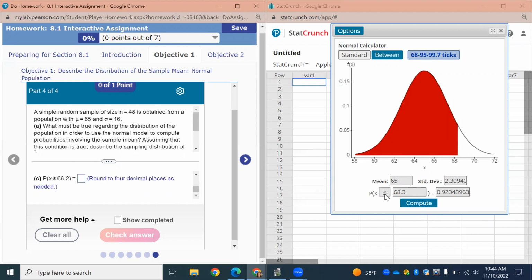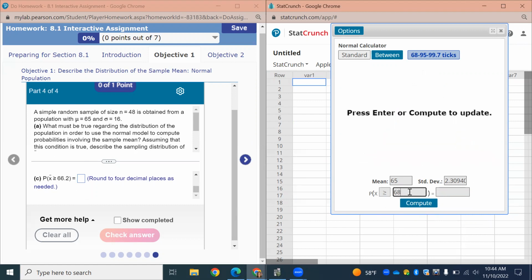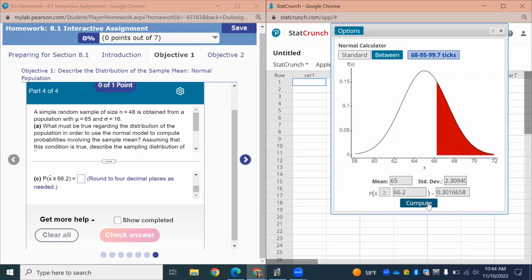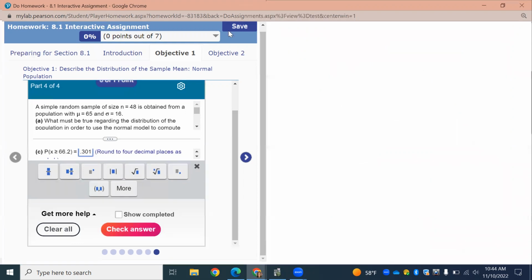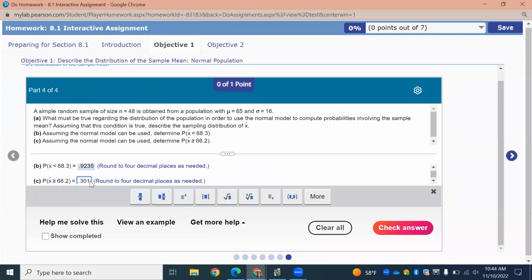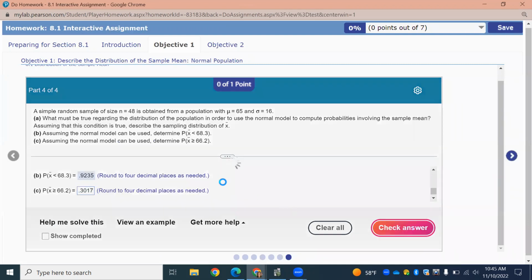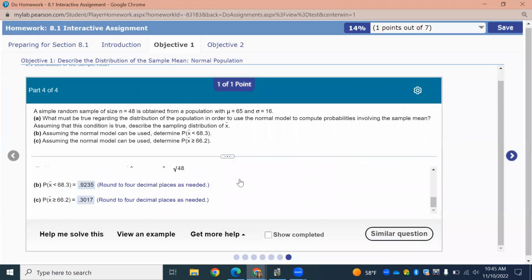And now this next question wants us to say greater than 66.2. Because it's talking about the X bar, it's not talking about the population, it's talking about the sample. I want to change this to greater than or equal to 66.2. Then I click compute on StatCrunch, and it tells me it's 0.3017. If there were any particular issues, if I had to guess, it was probably from not entering the standard deviation as 16 divided by the square root of 48, maybe just keeping it as 16.